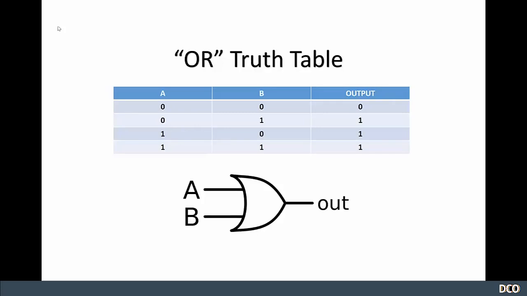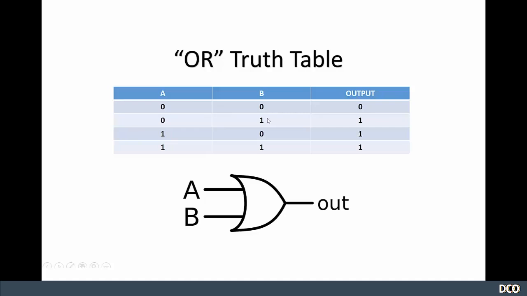So the final logical keyword, the final logical operator that we have is the OR operator. What the OR operator does is it gives us true if input A or input B are true. As we can see from the truth table, it gives us true if either one of A or B, or both of them, are true.